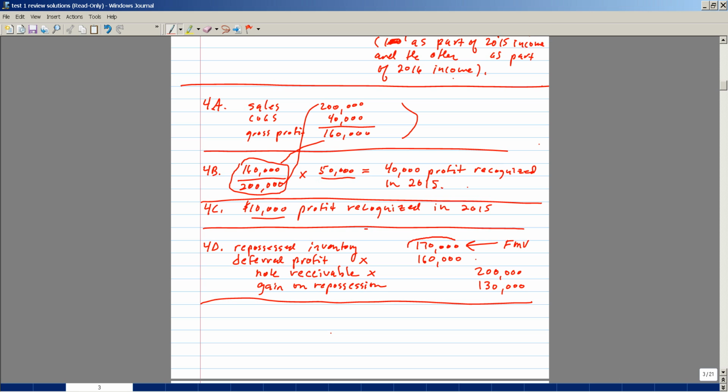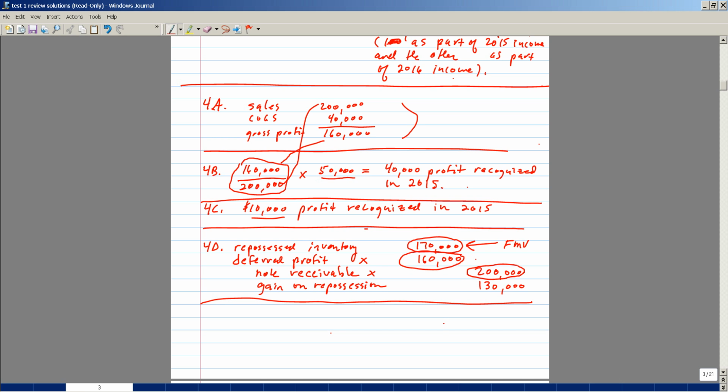The facts tell us that the fair market value of the inventory is $170,000, so we're going to book that inventory at its fair market value, $170,000. The note receivable, we originally booked it at $200,000 on the date that we made the sale. The customer never paid us anything, so the balance in the note receivable account on the day that we repossessed is just $200,000.